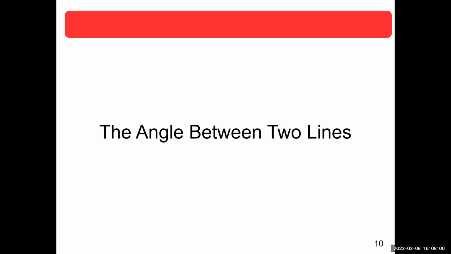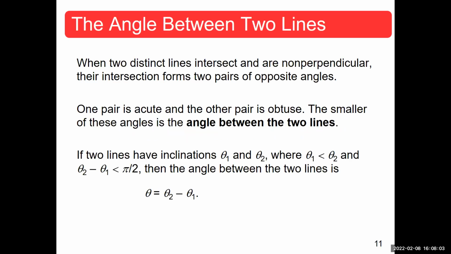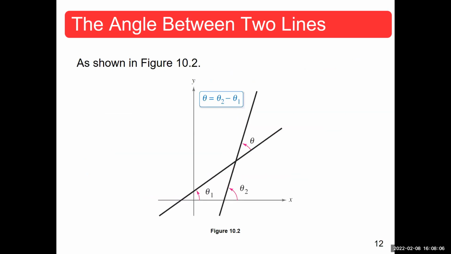Okay, angle between two lines. All right, if I have two lines, the first line making angle theta 1 and the other one making angle theta 2. The angle between those two lines, theta, is equal to the larger one minus the smaller one. So theta equals theta 2 minus theta 1, or angle 2 minus angle 1 equals the angle between. So this is between lines.